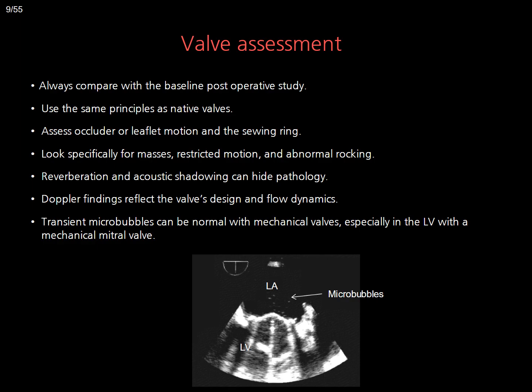Finally, a small number of transient microbubbles can be a normal finding with mechanical valves, particularly in the left ventricle with a mechanical mitral prosthesis. These usually relate to cavitation and dissolved gas coming out of solution during closure, often rich in carbon dioxide. The key is to recognize the pattern so you do not mistake a normal finding for pathology.